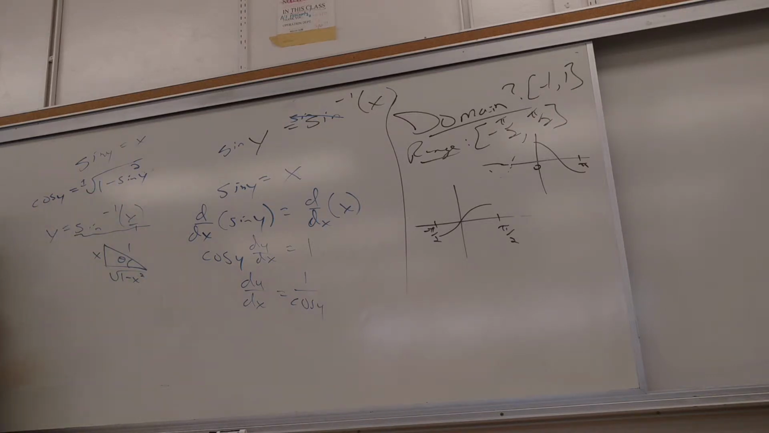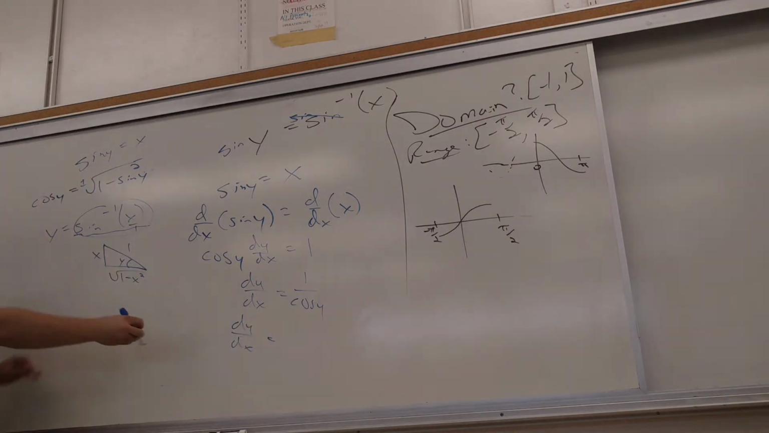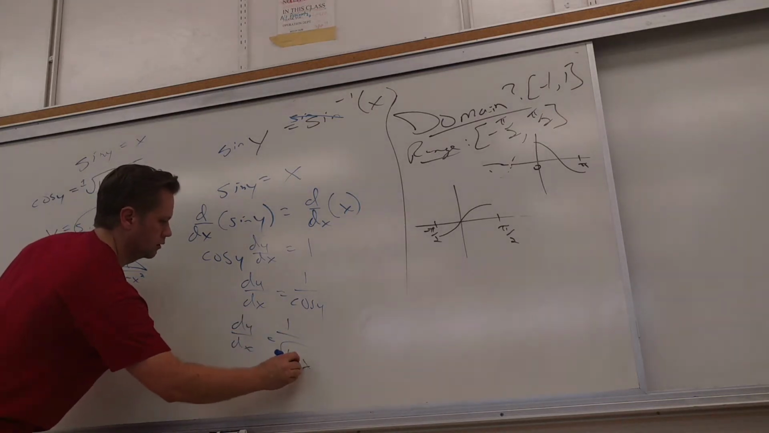We doing all right so far? I love you guys. You just go for it. So then what's cosine y? This angle, what is this angle really? What should I put there? This angle is y. So what's cosine y? Square root of 1 minus x squared over 1. So the square root of 1 minus x squared.